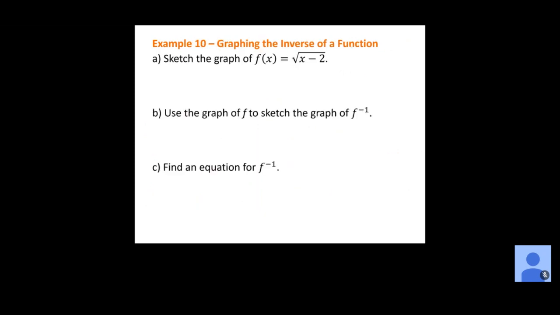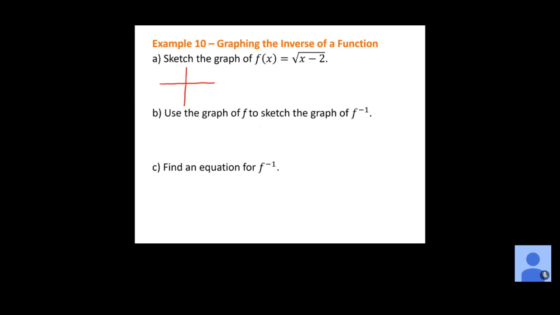All right, last example. So now we want to sketch the graph of f of x equals square root of x minus 2. And then we're going to think about the inverse function of that once we've got the graph. All right, so first off, we can think about transformations here to get this graph. We know our parent function is going to be the square root of x. And then what type of transformation are we going to have this time? Good.